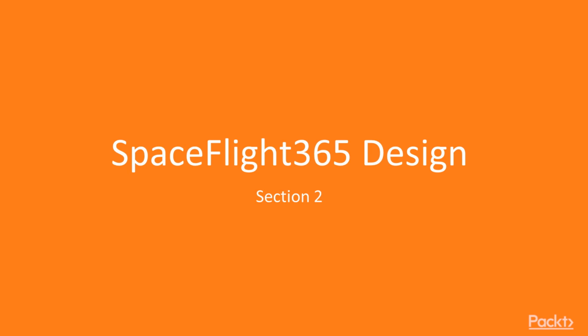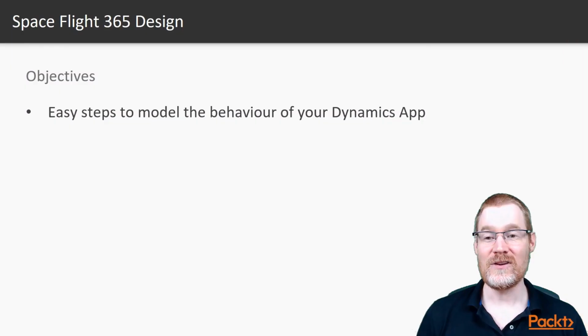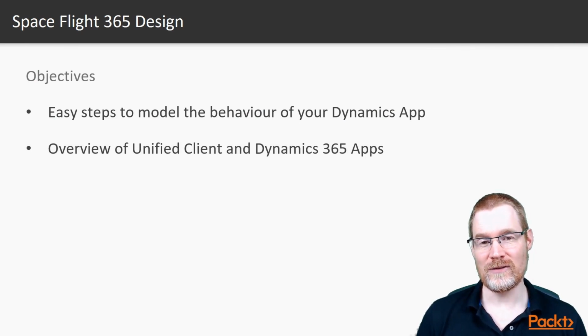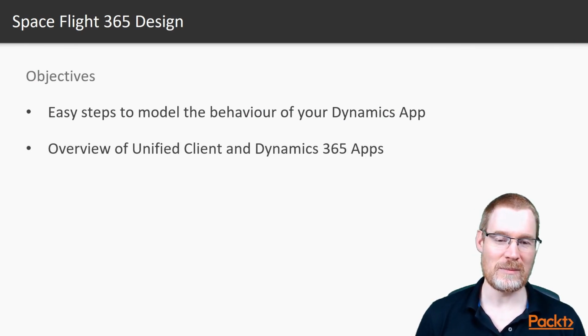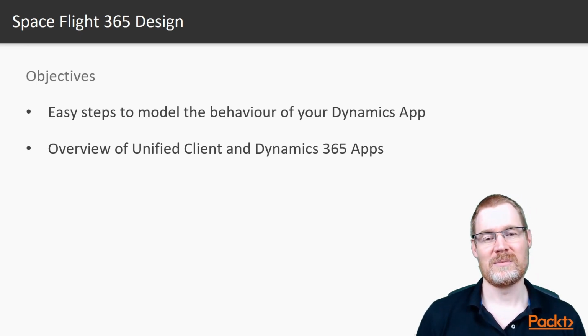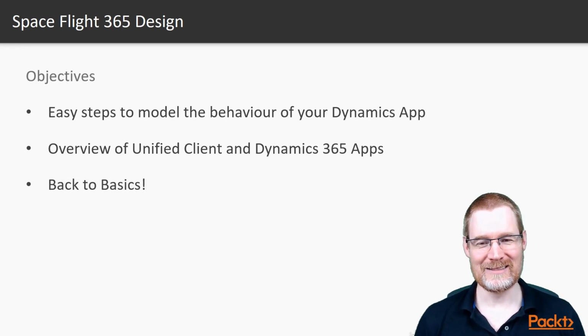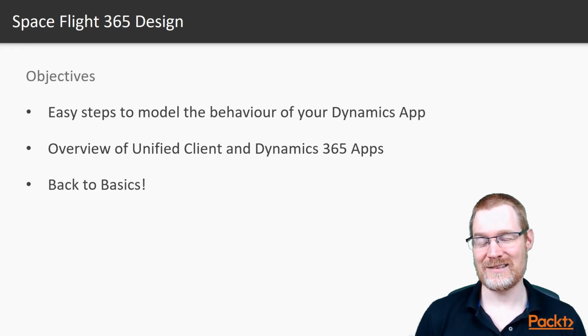In this section we're going to look at the design of our Spaceflight 365 system so that we can then move into an effective implementation phase. We're going to firstly start looking at some of the best practices that I use to model the behavior of our app before we actually start coding it. And then we're going to look at the unified interface and how that changes the way that we approach our user interface compared to the previous web application interface. And then we're going to go back to school a little bit and look at some of the more basic, but often overlooked, aspects of designing apps.